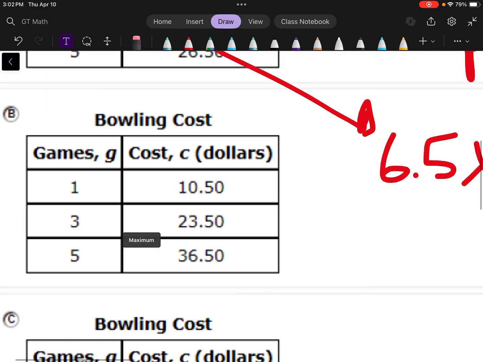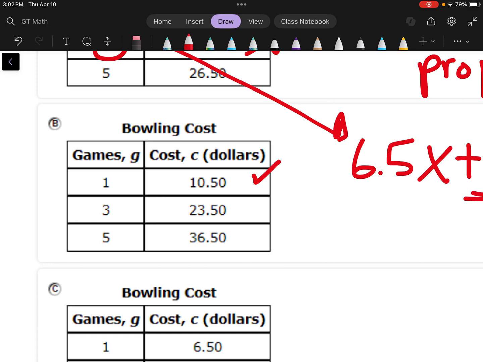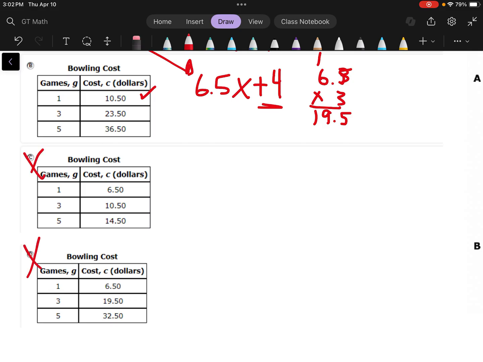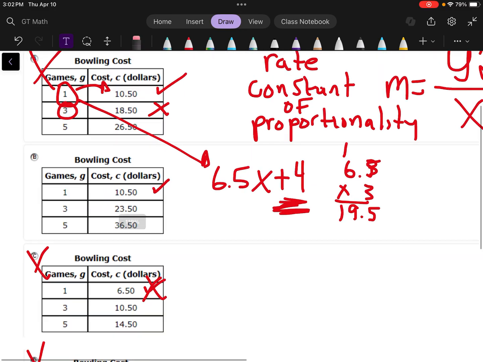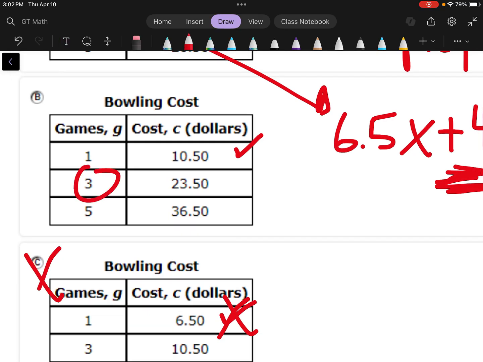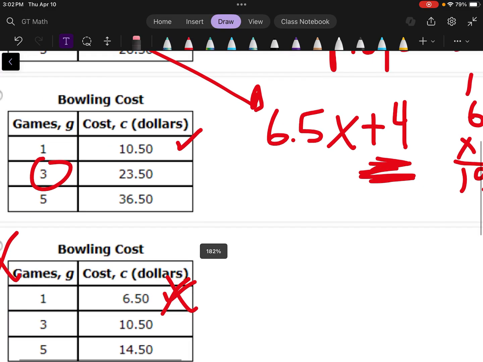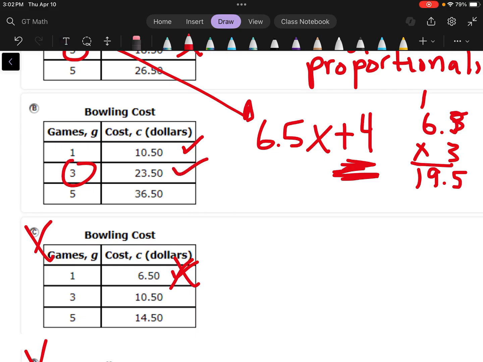So that's one way of doing it, by plugging in and checking. Let's test another one real quick. We already know 10.50 is what it should be if it's just 1. So we know these two are out, because if I plug in 1, I'll get 6.50. Nope, you also have to add that plus 4. So I already know it's going to be B, and we're going to test it. If I plug in 3, 6.5 times 3 is 19.5, plus 4 is 23.50. Let's plug in 5. 6.5 times 5 is 32.50, plus 4 is 36.50. So our answer is B.